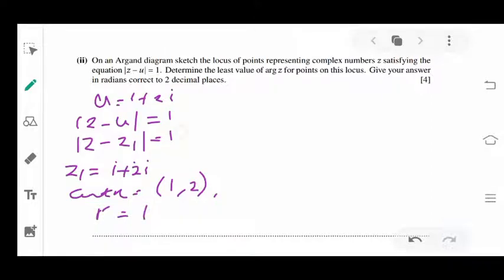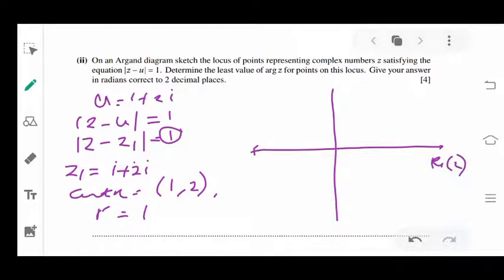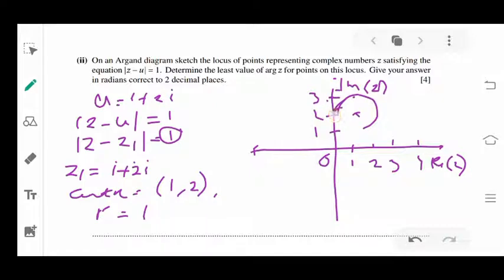Radius is 1. So when you make the Argand diagram, real axis, imaginary axis, 1, 2, 3, 4. When you mark the center as (1, 2) and the radius as 1, we can draw a circle in this format. Okay, so once our circle is ready, this is the locus. What we have drawn is the locus. The circumference of the circle represents the locus because the equation is equal to 1.